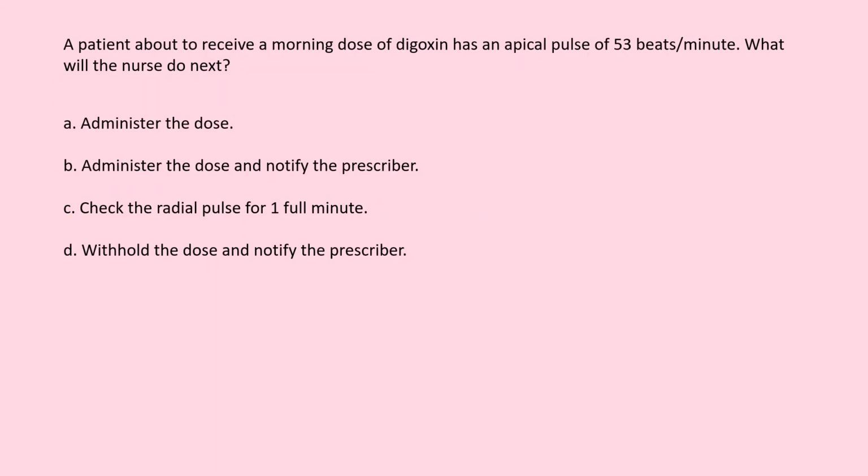A patient about to receive a morning dose of digoxin has an apical pulse of 53 beats per minute. What will the nurse do next? A. Administer the dose. B. Administer the dose and notify the prescriber. C. Check the radial pulse for 1 full minute. D. Withhold the dose and notify the prescriber.